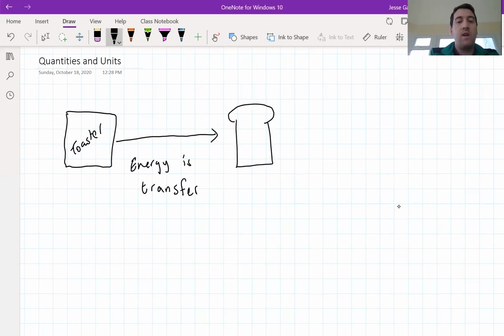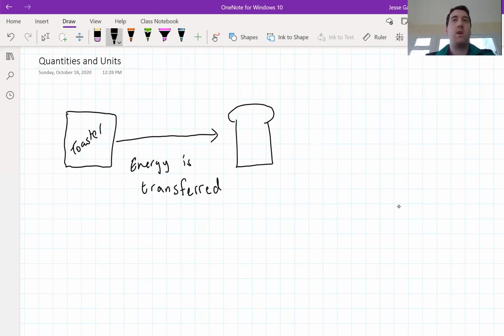What type of energy transfer is this? Energy transferred from a toaster to some bread to cook the bread. So speak your answer to the screen. 1, 2, 3, what type of energy transfer is this? Okay, I hope you said this type of energy transfer is heating.